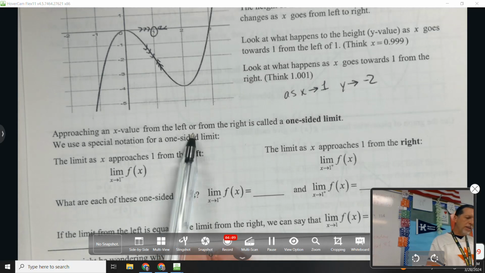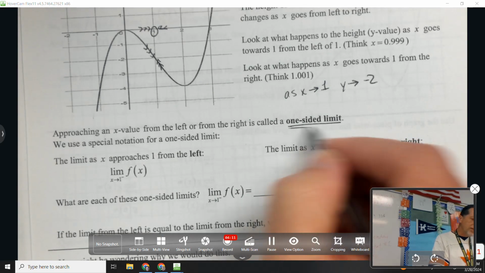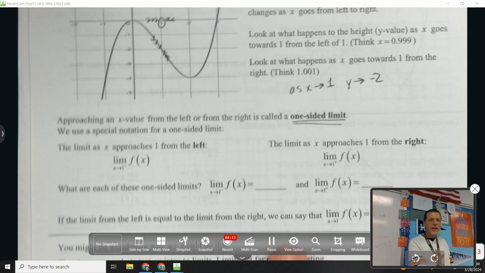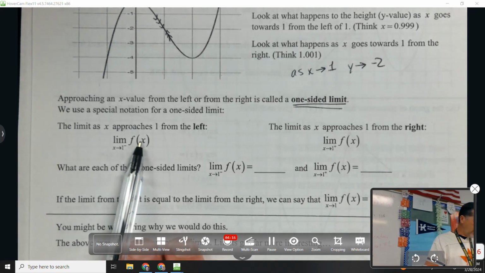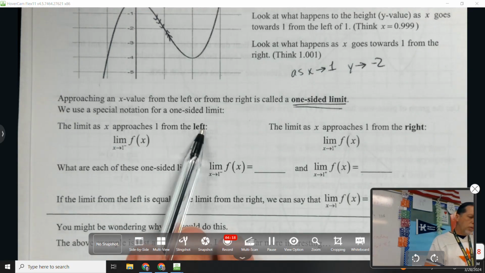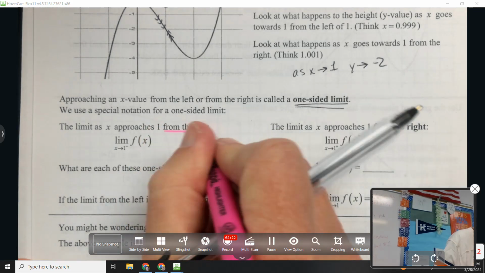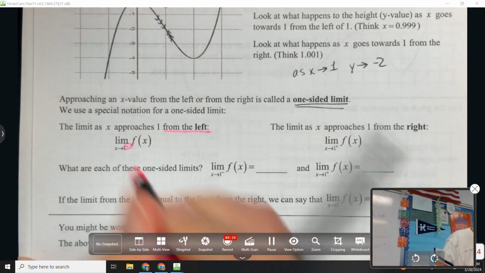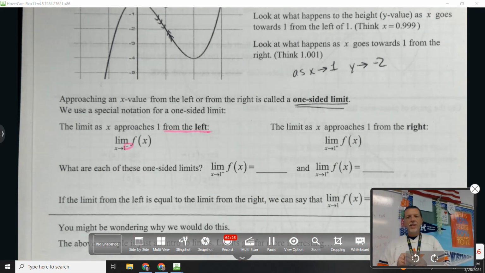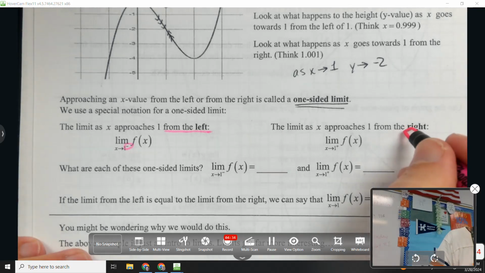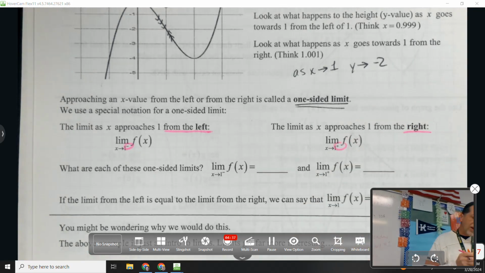Approaching an x from the left or from the right is called a one-sided limit, right? Because you're only coming in from one side. Here's how we write that. The limit as x approaches 1 from the left, so that from the left is why that little minus sign is there. Maybe that looks weird. It's a little superscript minus sign. It's not an exponent. It just means a little less than 1. From the right, we put a little plus sign there. Approaches 1 from the right.